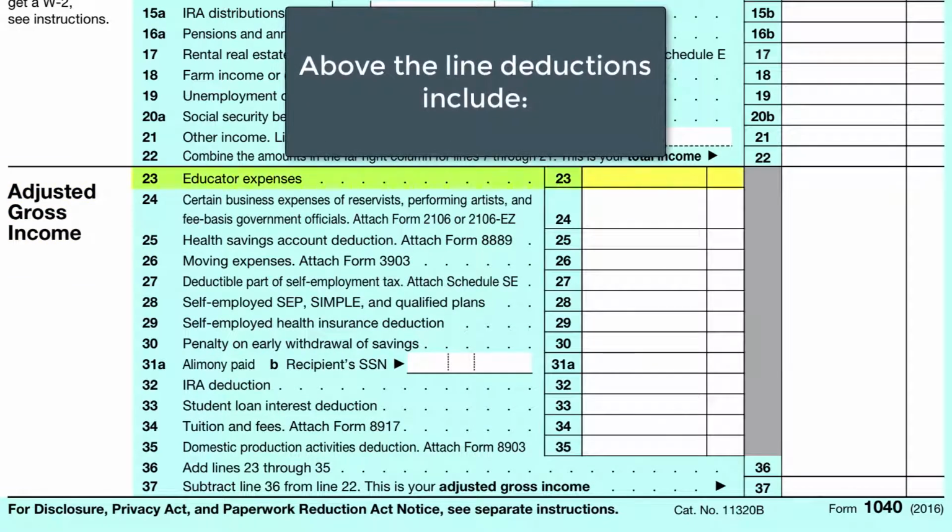Above-the-line deductions include expenses incurred by educators in the course of their teaching activities, contributions to qualifying health savings accounts, certain job-related moving expenses, the employer's half of payroll taxes paid by a self-employed taxpayer, contributions made to SEP IRA accounts and certain similar retirement accounts for self-employed people, contributions made to certain other qualified retirement accounts, interest paid on student loans, and certain qualifying educational expenses, including tuition and fees, within certain limits.